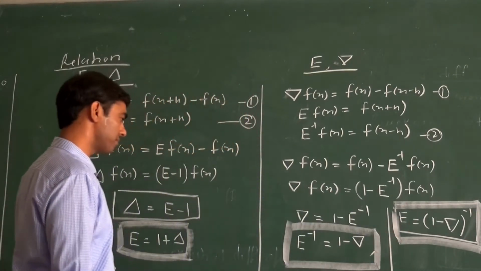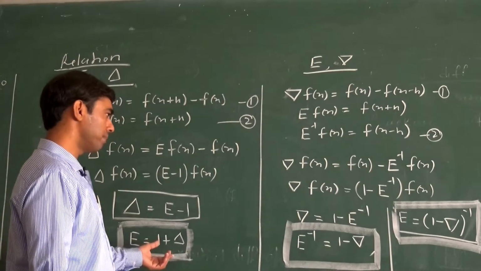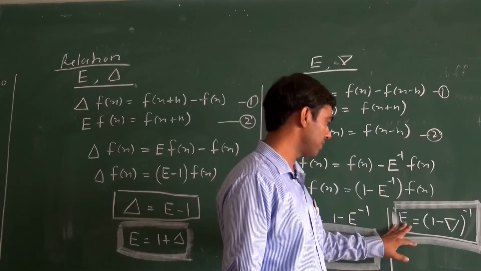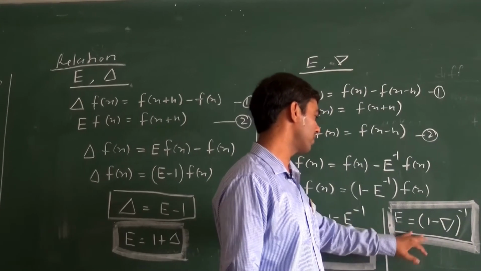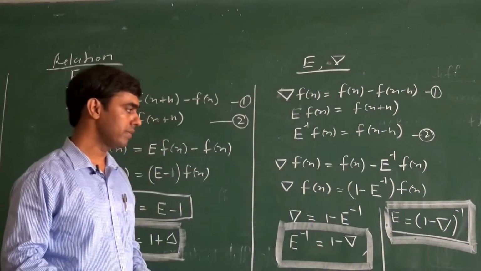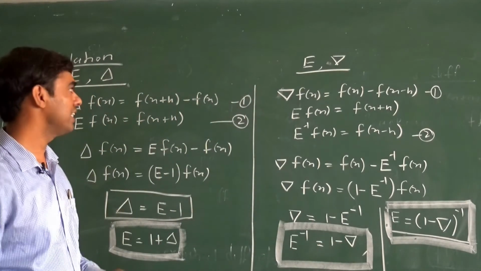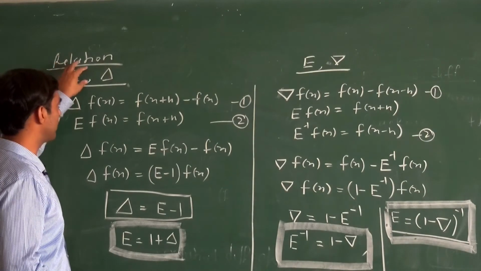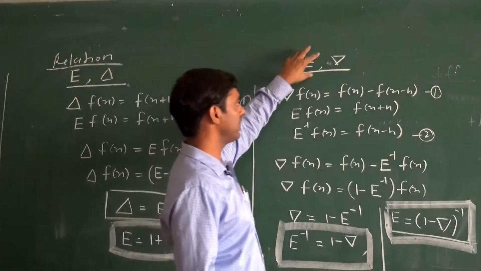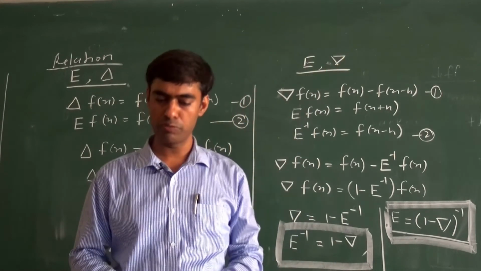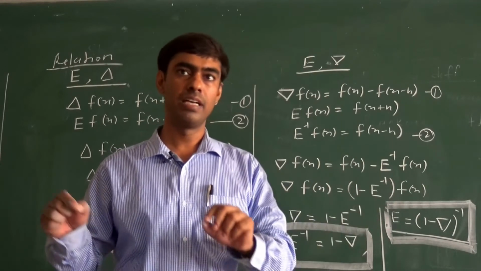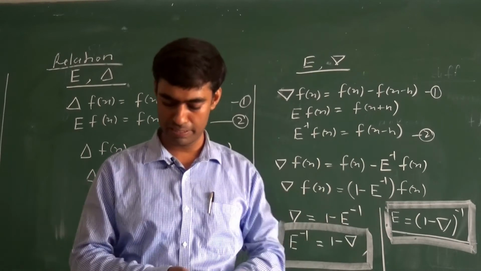If E = 1 + Δ, then what is the relation? 1 + Δ = (1 − ∇)⁻¹. So that's why we find the relation between the shift operator and all other operators: forward, backward. Next we will find the shift operator with central, average, and differential operators.